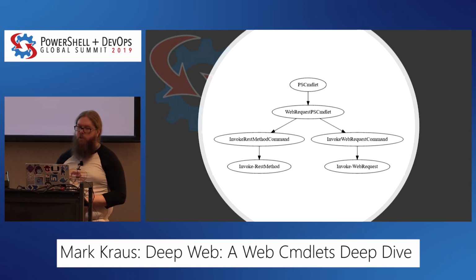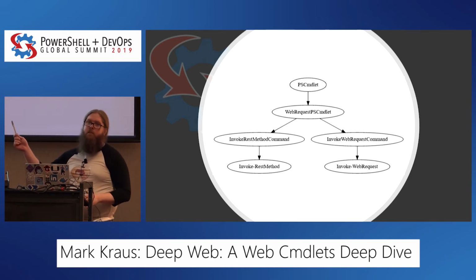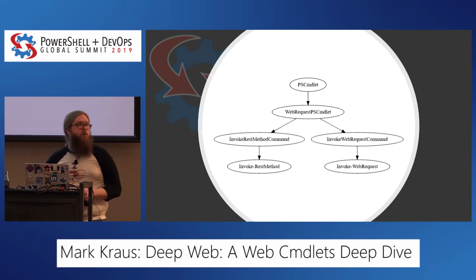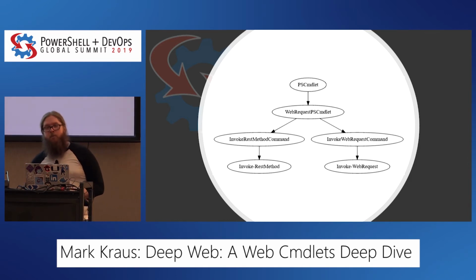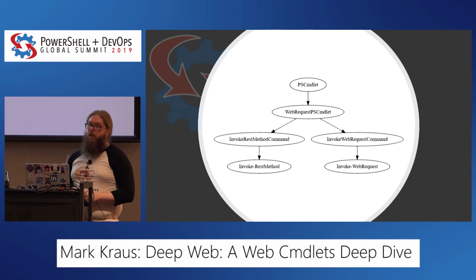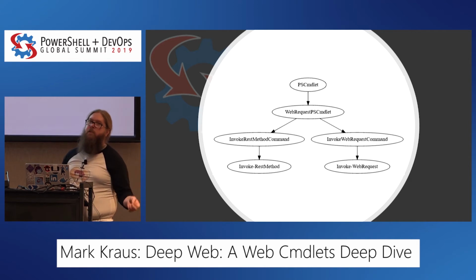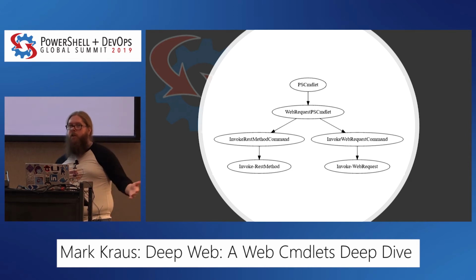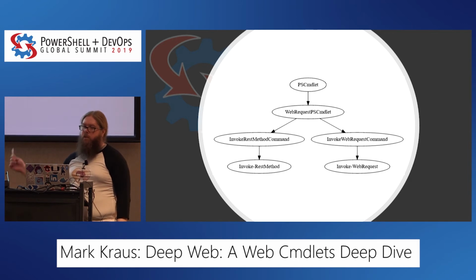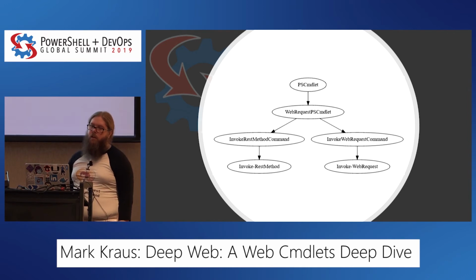A visualization of what this looks like: you have PSCmdlet. If you were in Thomas Rayner's wonderful session yesterday about building commandlets in C#, we derive the base WebRequest PSCmdlet from PSCmdlet, and then InvokeRestMethodCommand derives from WebRequestPSCmdlet, and Invoke-RestMethod is what's being called when you actually run it inside PowerShell or inside your scripts. And the same with the Invoke-WebRequest side. So that's what the inheritance model looks like.